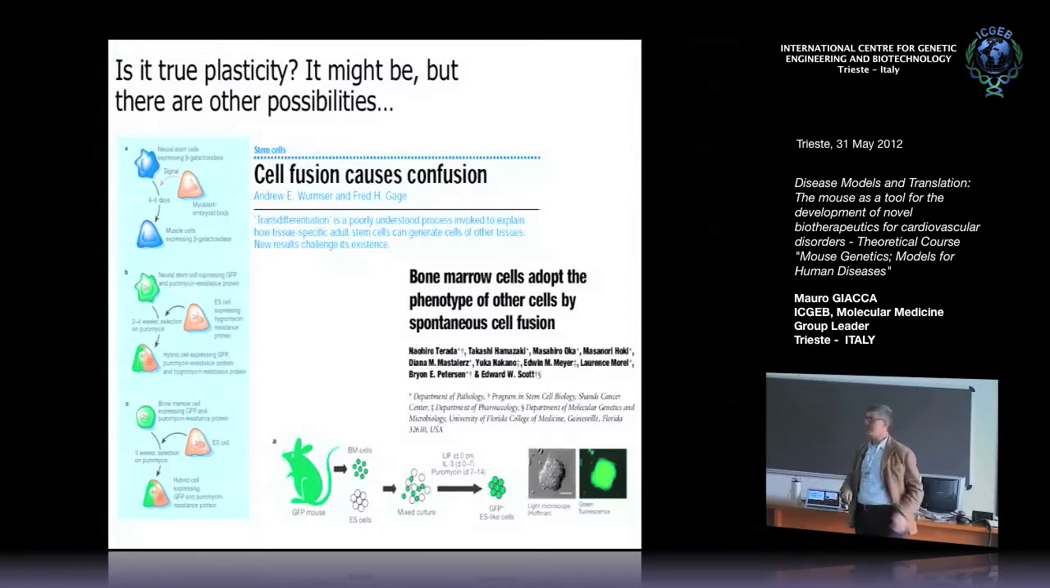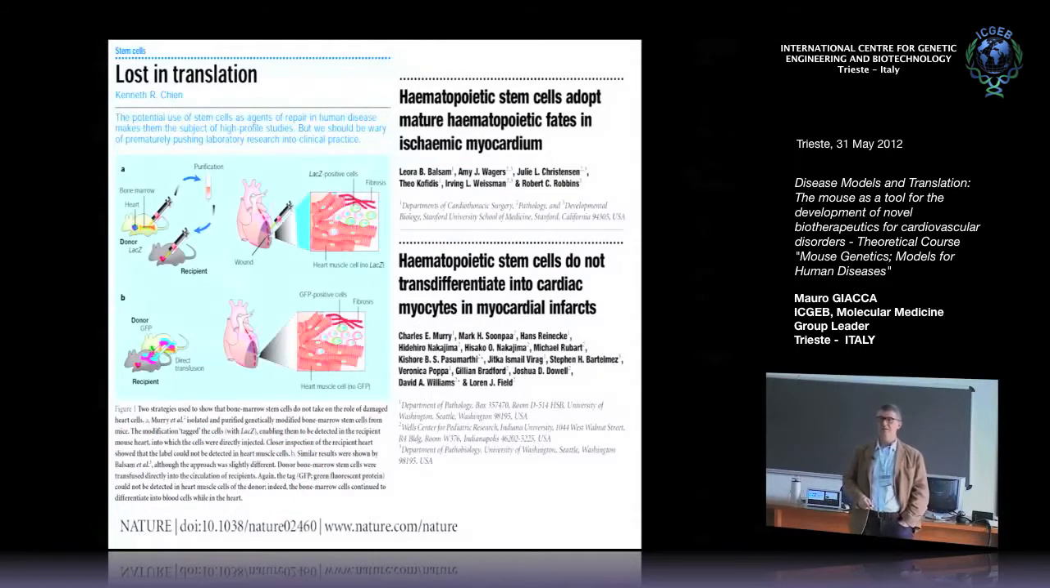And at the same time, other groups tried to reproduce the first experiment in mice and completely failed. So you see these are 2 back-to-back papers in Nature again. And one says that hematopoietic stem cells do not transdifferentiate. The other says that hematopoietic stem cells are stem cells, but when they are injected in the heart, they continue to do what they know, so to produce blood, but they don't become cardiomyocytes.